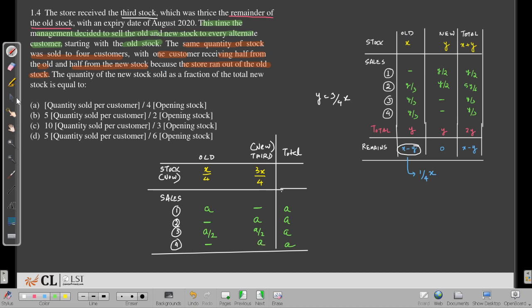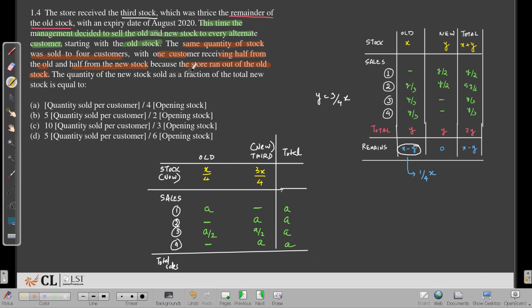So that is the information that's here. We can probably look at the total sales in this case, and we can look at some information on total sales, but before that, we can actually write everything in terms of X.